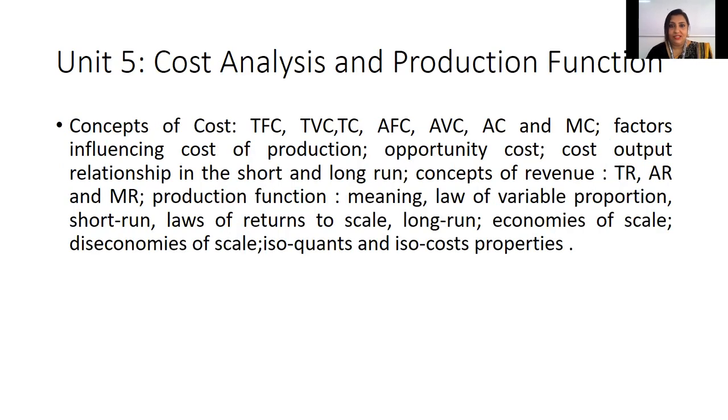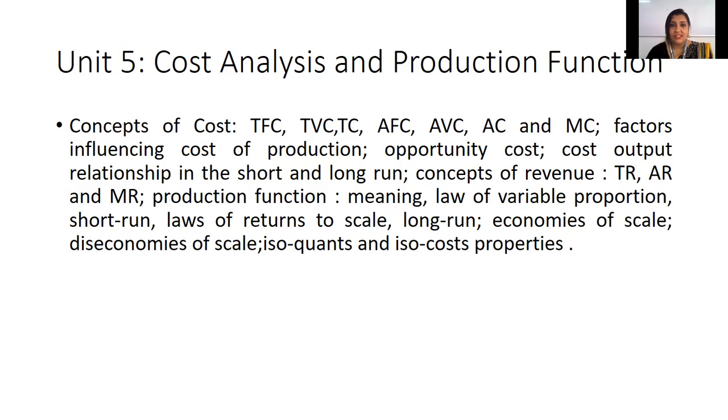Your fifth unit deals with the cost analysis as well as production function, wherein in the cost analysis we'll be dealing with what is cost, what is total fixed cost, what is total variable cost, as well as what is average fixed cost and what is average variable cost. The factors influencing cost of production also will be discussed in detail. Opportunity cost will be discussed and the cost output relationship both in short run and long run will be discussed in detail. The concepts of revenue and total revenue, average revenue and marginal revenue will be discussed.